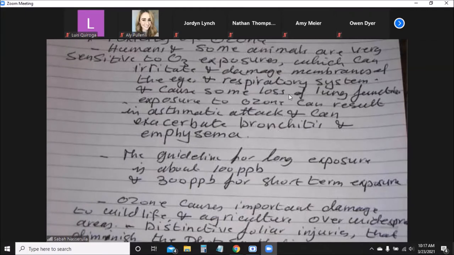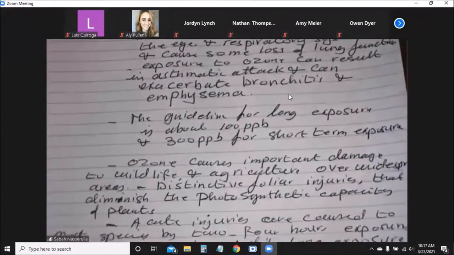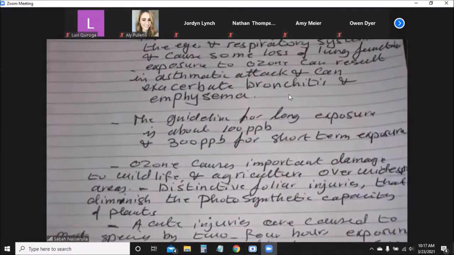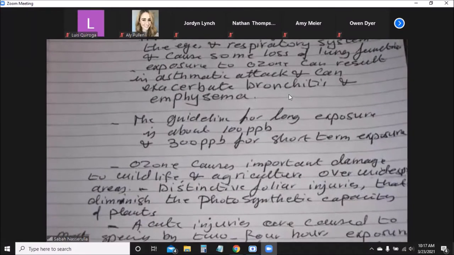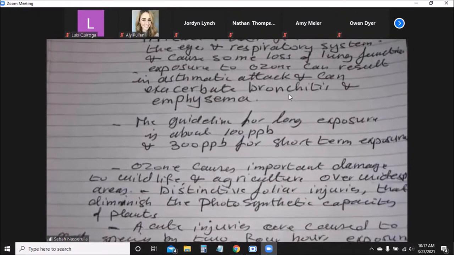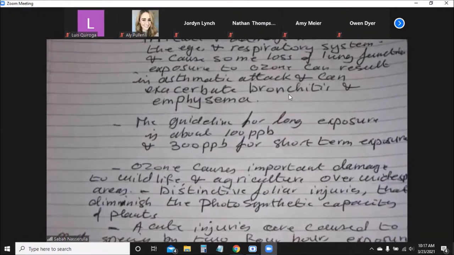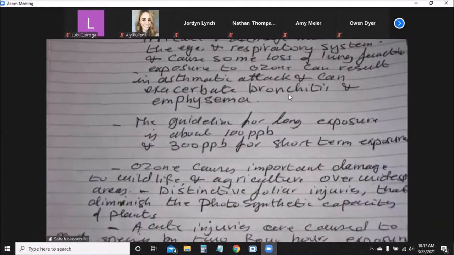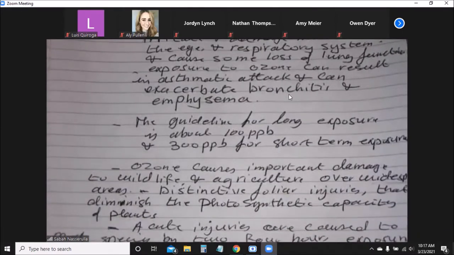And now we're going to talk a little bit about the stratosphere ozone and how it is produced. So basically here's a subtitle: stratospheric ozone. Before I go, just give me a second here.